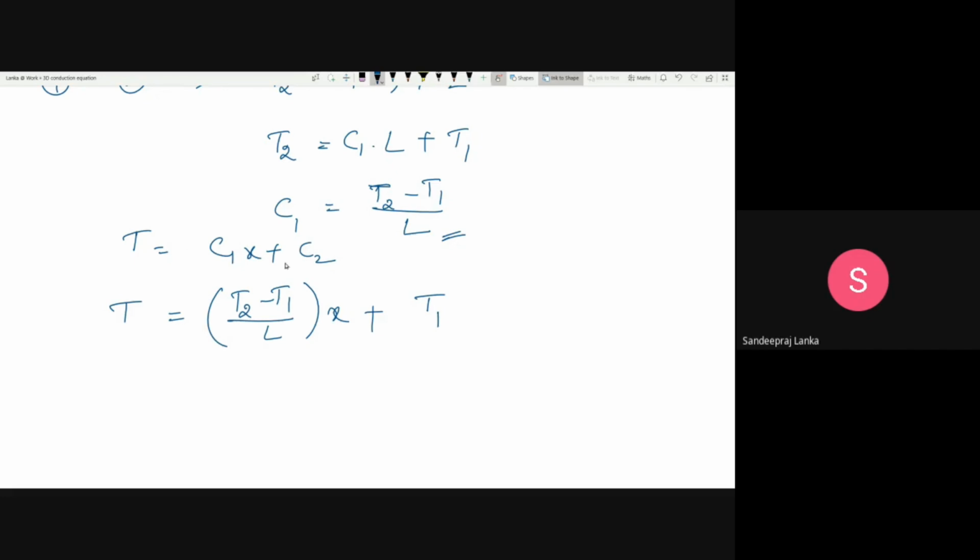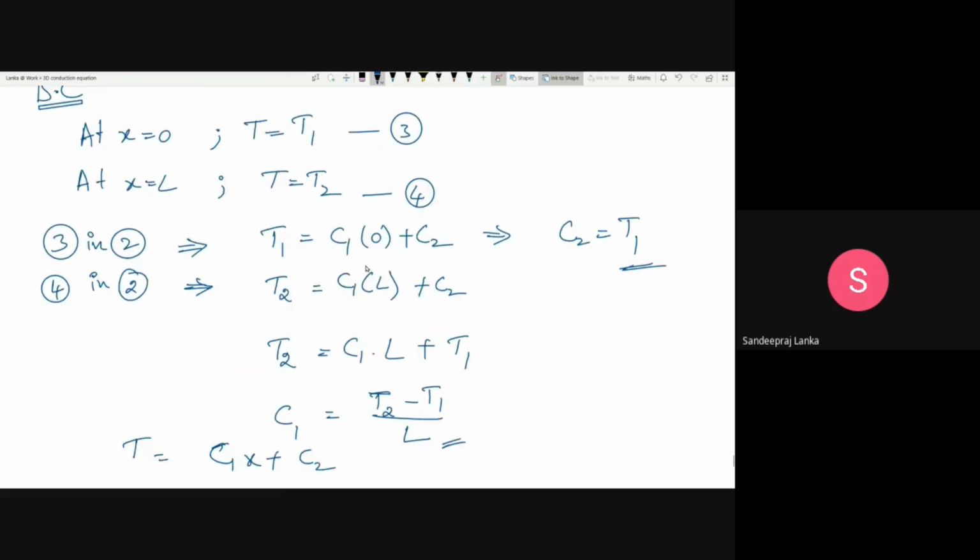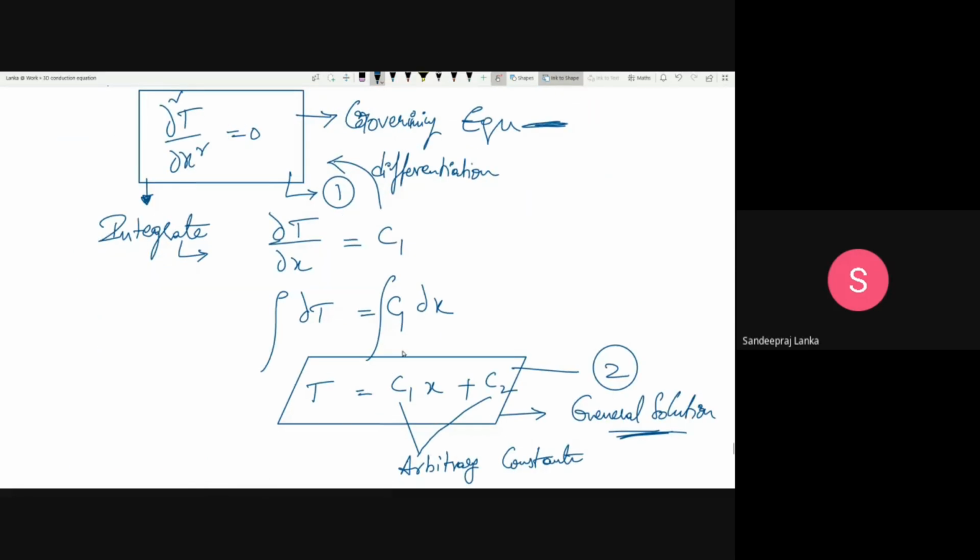This should be C2 actually. Yeah, C1x plus C2. This is actually your y is equal to mx plus c, a straight line equation representing a linear variation of the temperature. So in the case that you have taken, what you can understand from this equation is that the variation is a linear temperature variation.